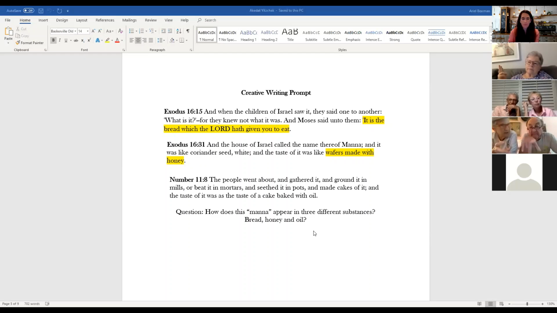You can take a minute. With the oil, you have to cook. But in the end, it's a wafer or a cake. Here it's already cooked. It's done for you. Just gather it and eat it. Lazy way, right?